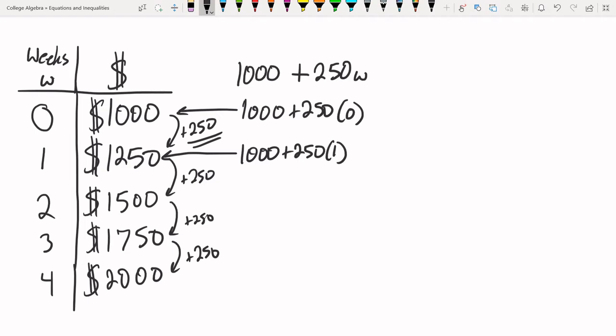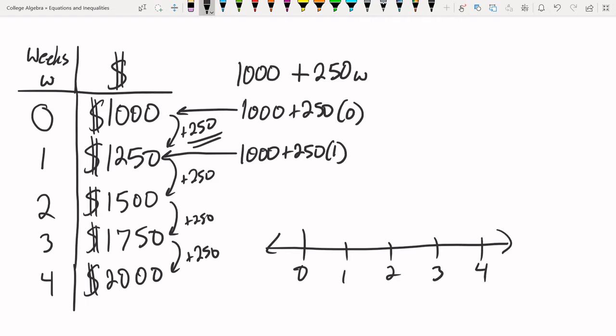Now, we can also model this a little bit differently, and it might seem a little unusual at first, but just bear with me. Let's say we had a number line, and let's say we had 0, 1, 2, 3, and 4. Of course, the number line extends in both directions, and our table could as well. We just don't write any more than that. Now, let's designate the 0th number to be 1,000, the 1 to be 1,250, 2 to have 1,500, 3, 1,750, and 4, 2,000.